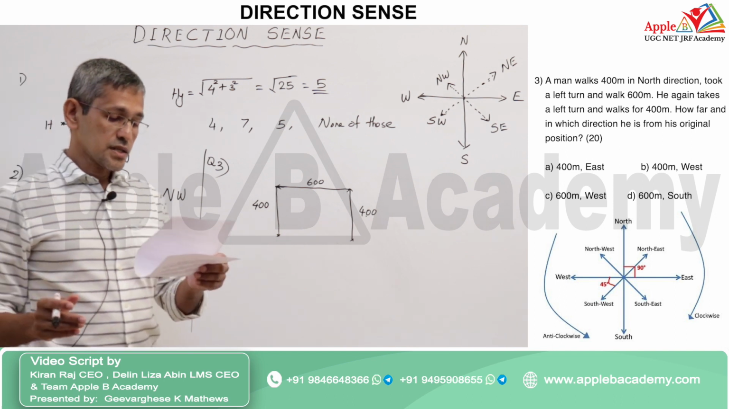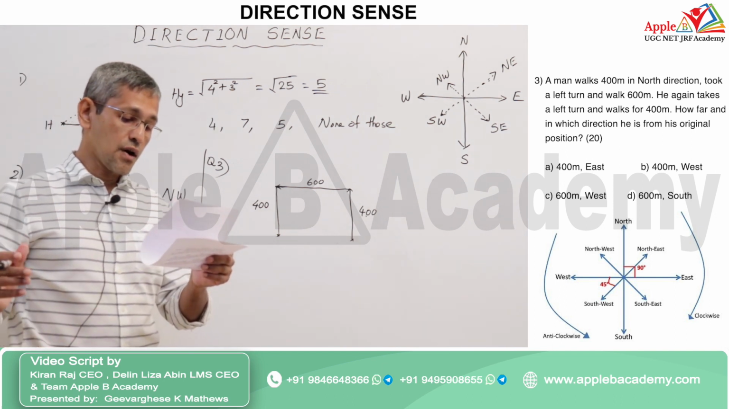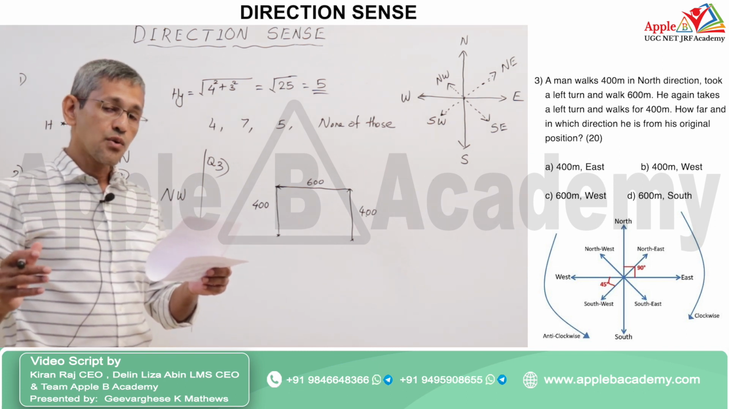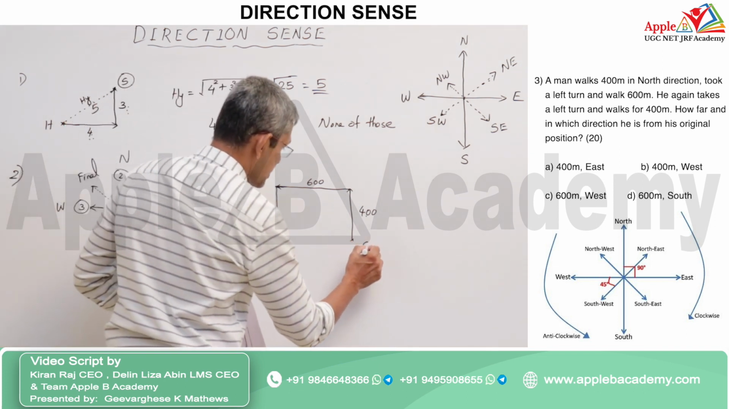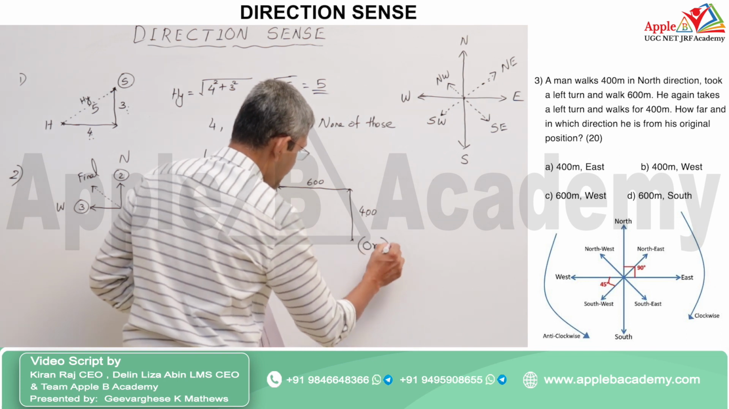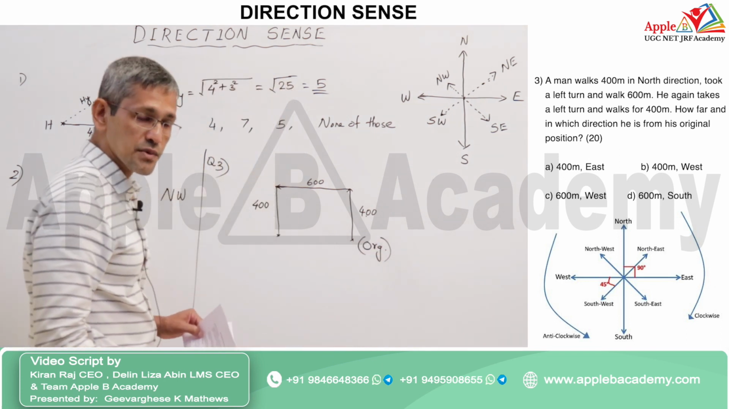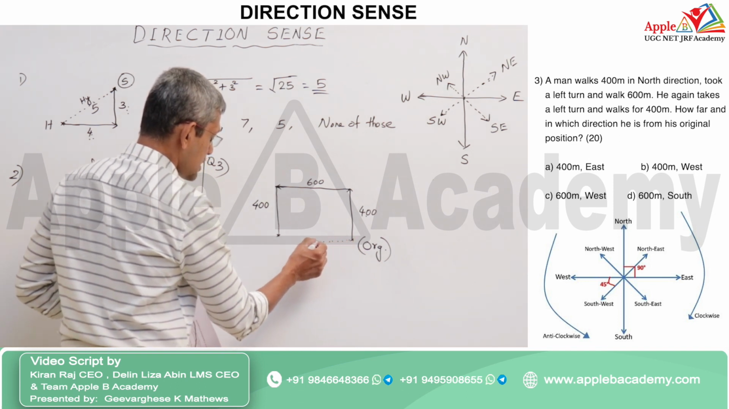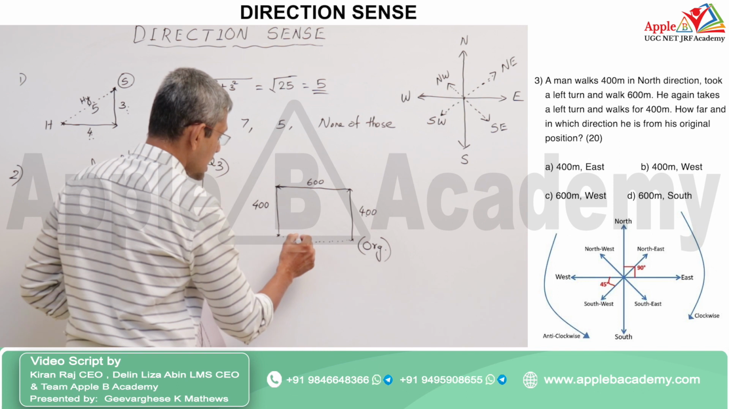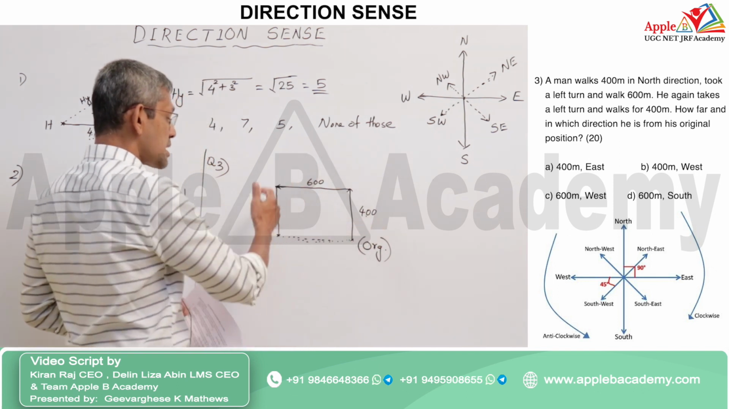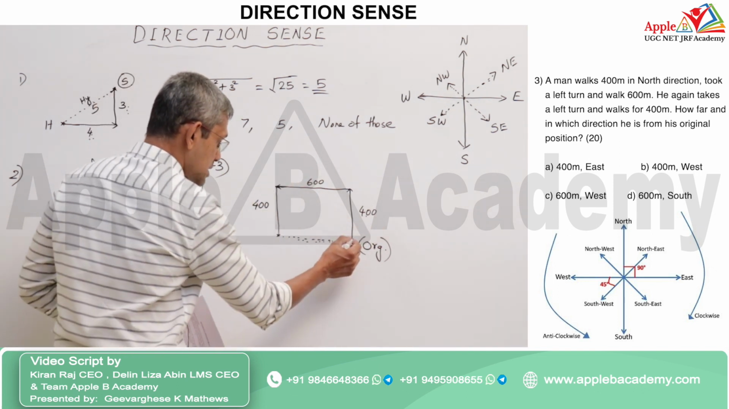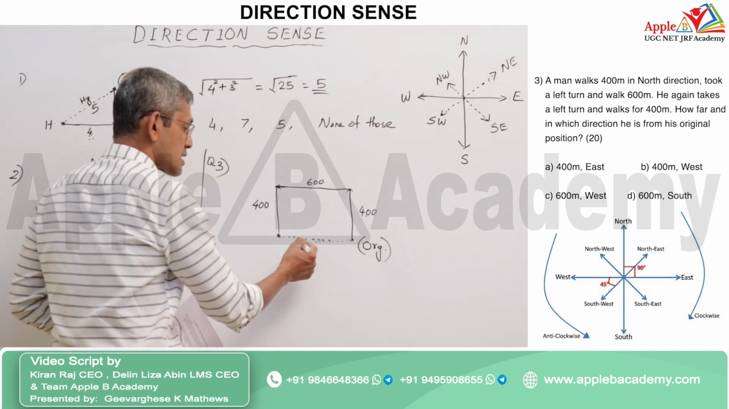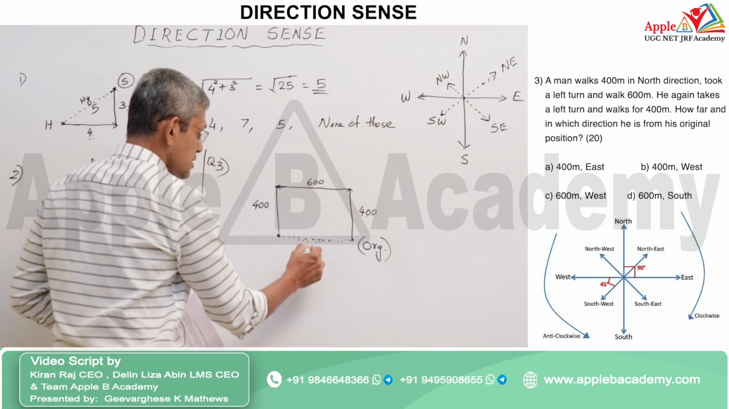So if that is the case, the question, how far and in which direction he is from the original position. So this is the original position. How far and which direction he is from the original position. The question is not really asking you to find out how many meters he has walked, but the distance from original position to the final destination. What is that distance? This distance, this is 600. So this is 600 meters.